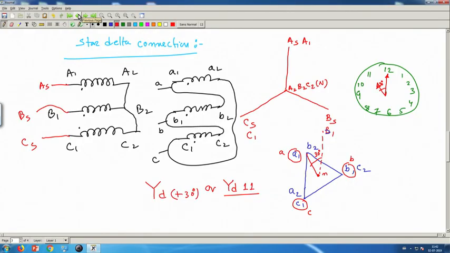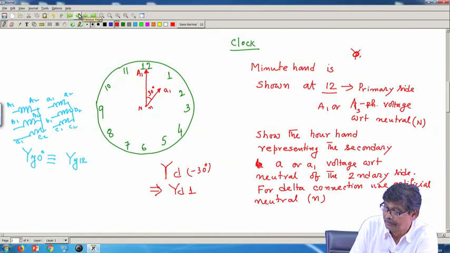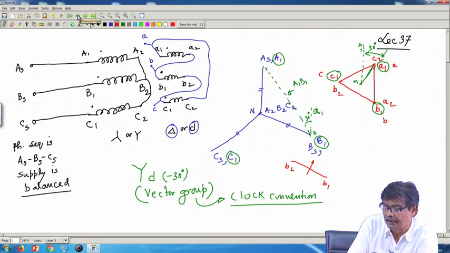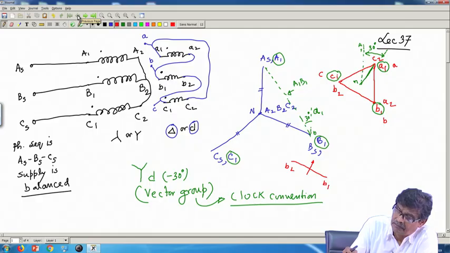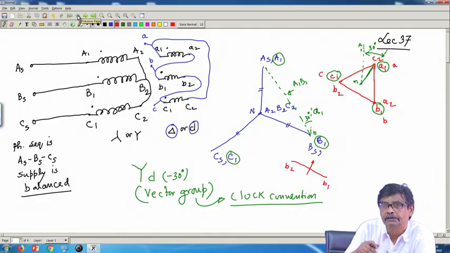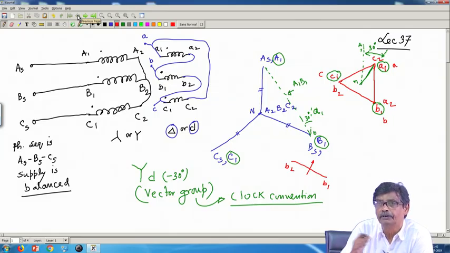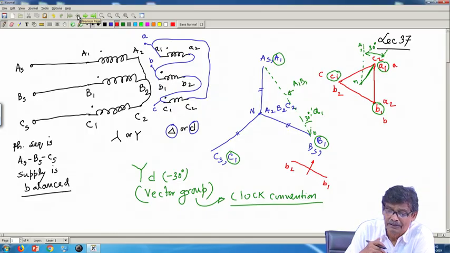Welcome to lecture number 38, and you recall that we were discussing two connections, YD11 and previously YD1, which we have done. I hope you have got the idea. And do not forget that not only the phase voltages, but also the line to line voltages suffer the same degree of either lag or lead on both the sides.